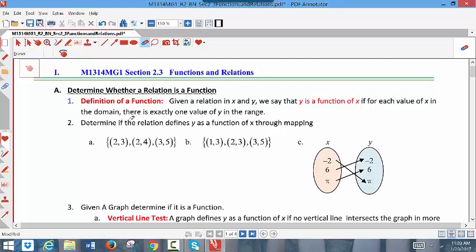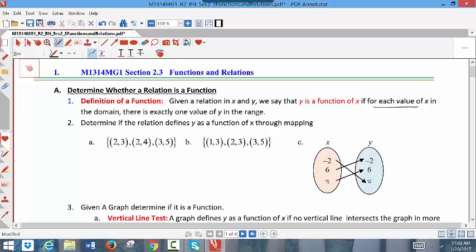So in this definition, the definition of a function, given a relation x and y, we say that y is a function of x if for each value of x in the domain, there is exactly one value in the range. So what that means is each x value can only map one time.